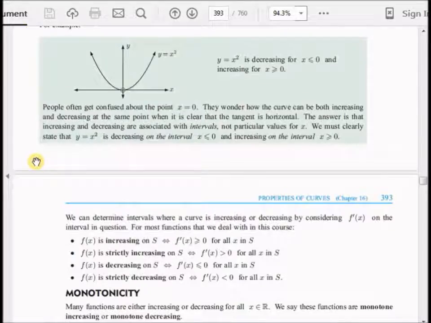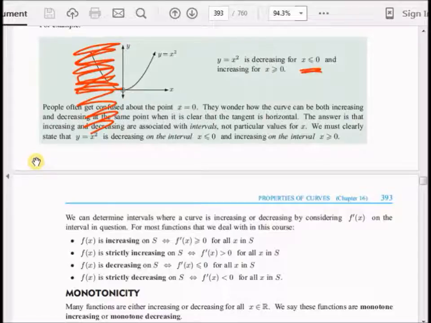If we look at an example here, we've got y equals x squared, our most simple parabolic function. People often get confused about the point x equals 0, so this point right here. This function is decreasing if x is less than or equal to 0. So on this part of our graph, the function is decreasing. Why is it decreasing? Because if we look from left to right, it is coming down. So decreasing.